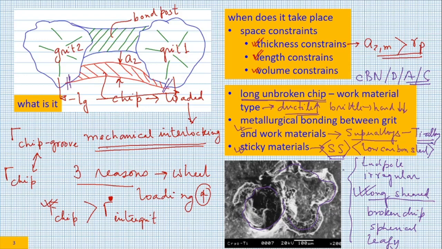But primarily, once again, the mechanism is twofold. One is mechanical interlocking, which takes place because of length constraint, volume constraint and thickness constraint. And there is one more kind of thing, which is chemical or metallurgical adherence of the chip material at the grit tip, which promotes wheel loading. So these are the two mechanisms of wheel loading.